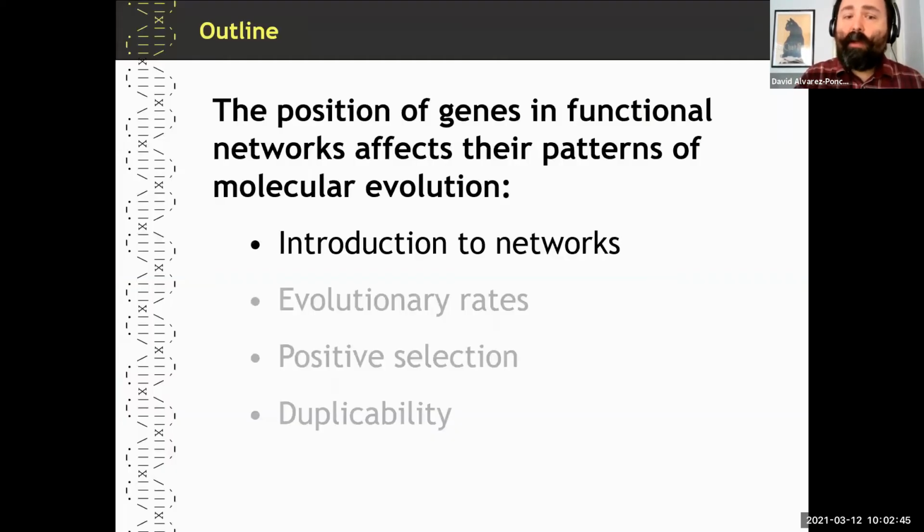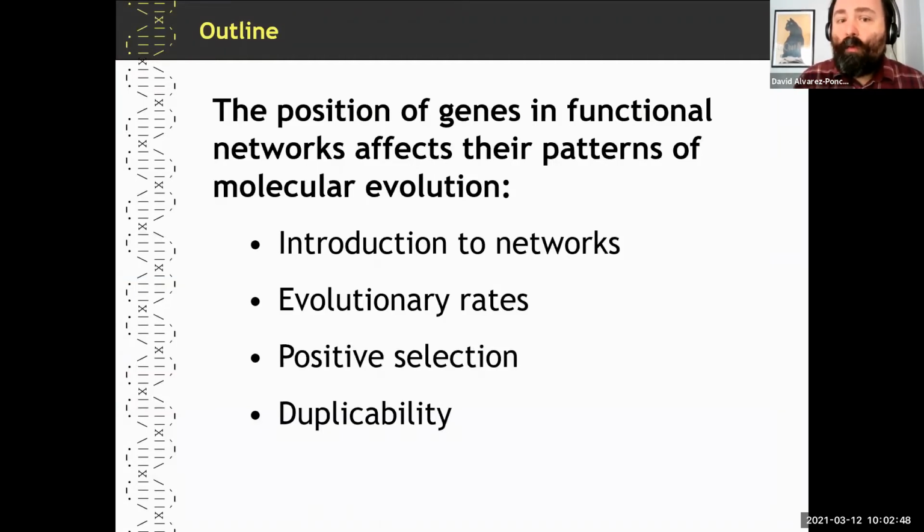So first of all, I'm going to give you an introduction to networks. Then I'm going to talk about how genes at different positions of these networks evolve at different rates. Some evolve fast, some evolve slow. Then I'm going to talk about positive selection, how some genes within the network and certain positions are more likely than others to be under positive selection. And also, if we have time, which I don't know if we will, because we have only 50 minutes, about duplicability, why some genes duplicate and some genes don't, and how the network position of these genes affects their duplicability.